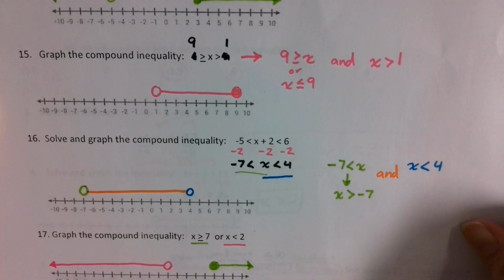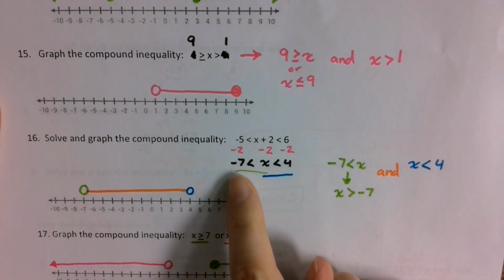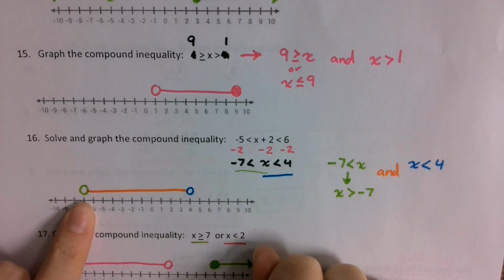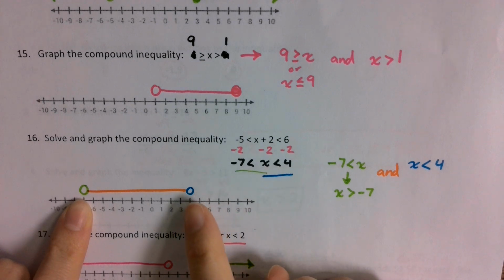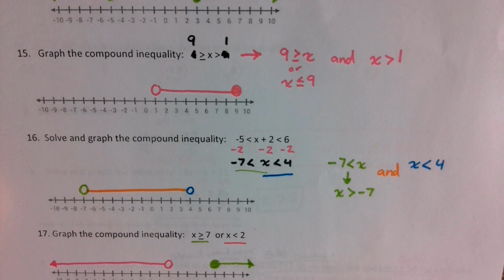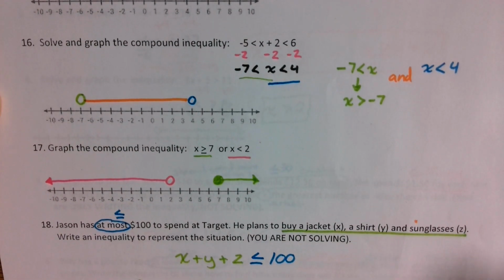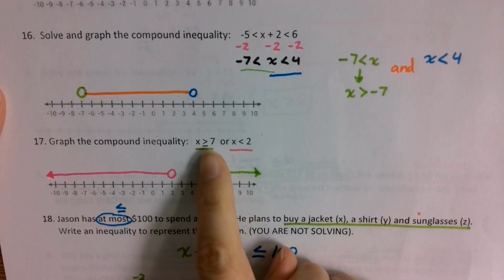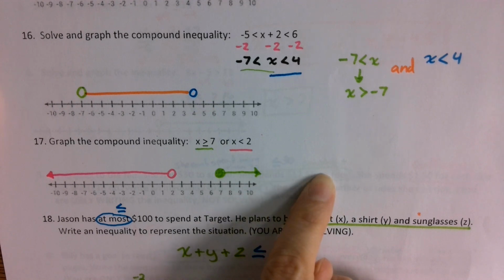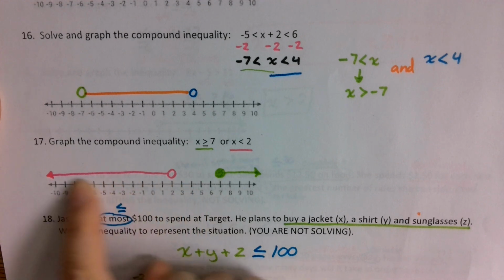For problem number 16, when you're solving, all you're going to do is subtract the 2 from both sides. You get -7 is less than x, which is less than 4. So it's an open circle at -7 and an open circle at +4, and then you're connecting the 2 to come together for your and statement. Number 17, x is greater than or equal to 7 means it's a closed circle at 7, goes to the upper direction. x is less than 2 is an open circle at 2, goes in the lesser direction.